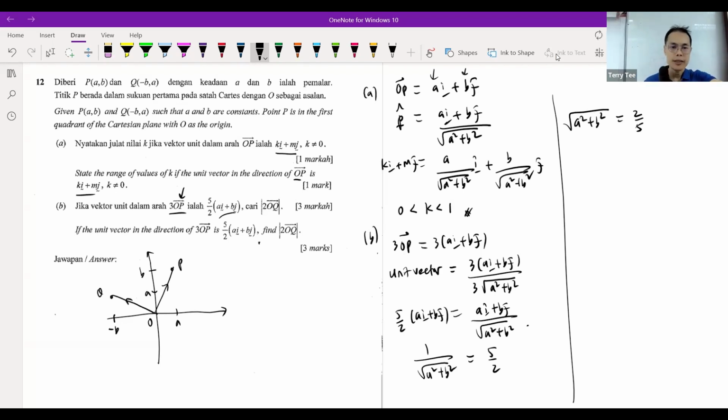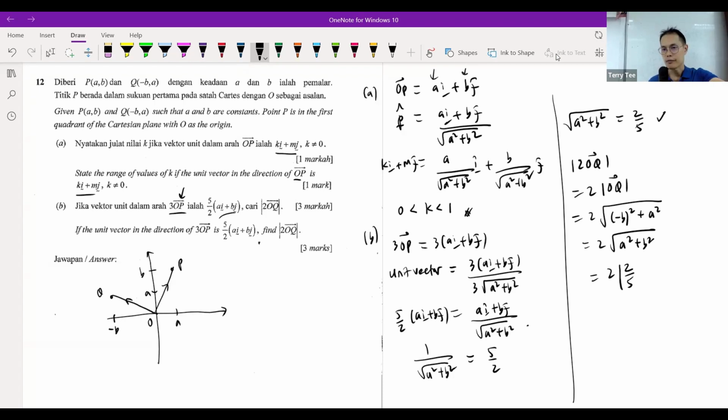And OQ and OP actually share the same magnitude, because if you look at OQ, what is the magnitude of 2OQ? It's the same as 2 times the magnitude of OQ. Magnitude of OQ, if you take negative b, you square it, positive a, you square it, it's still going to give us a squared plus b squared, right? So it's still going to give us 2 over 5. So therefore, it's 2 of 2 over 5, answer is just 4/5. You can really cut short your working, but I just show you quite more steps so that you understand how to get this answer. Okay.